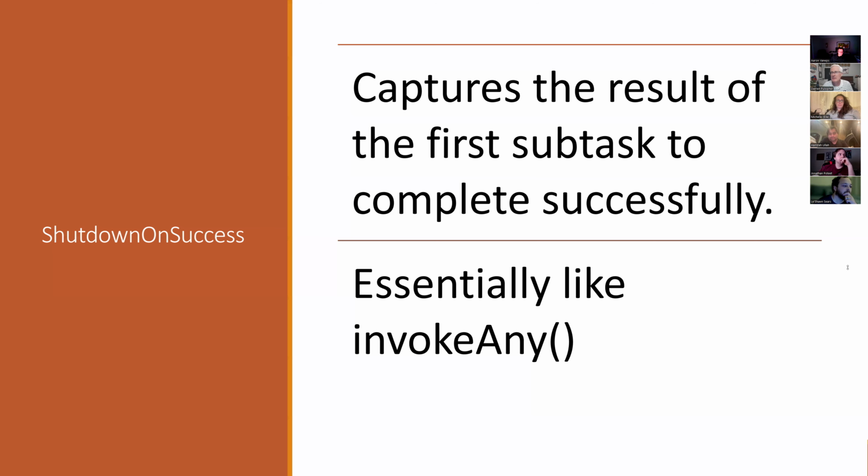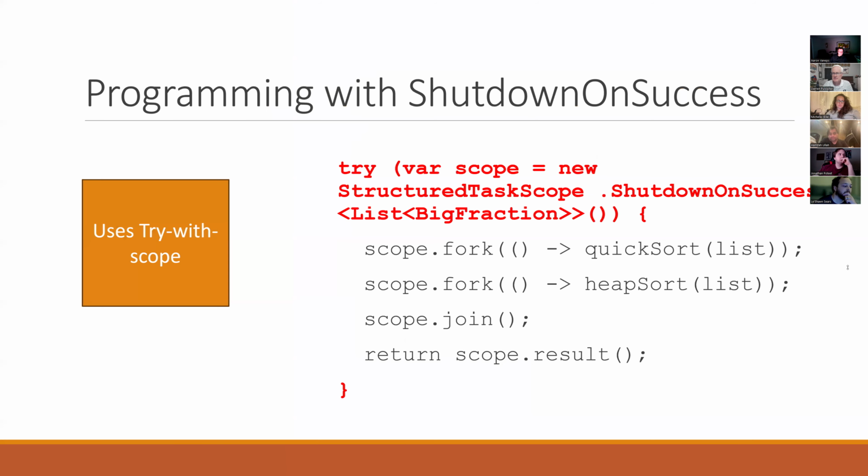Okay. Let's take a look at what the code looks like on this one. Now, this one's a little bit different, right? Because the result that I get out of the scope is going to be the result of the first one that comes back. Think about it.